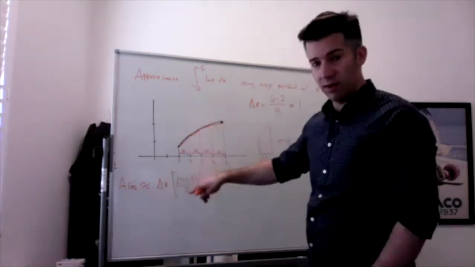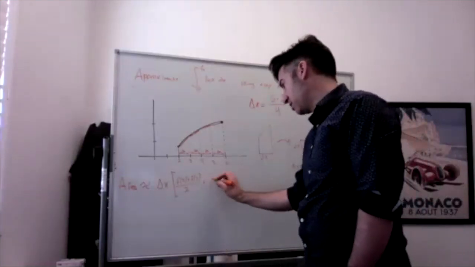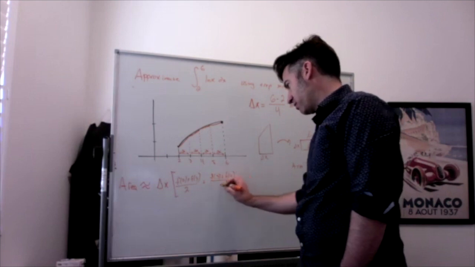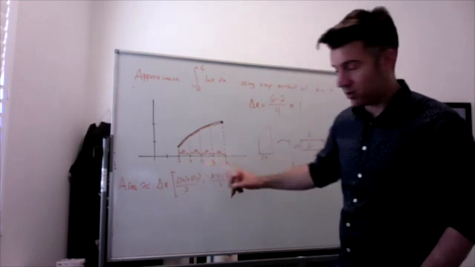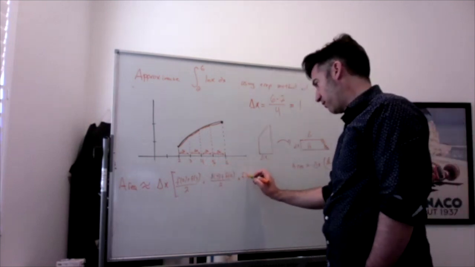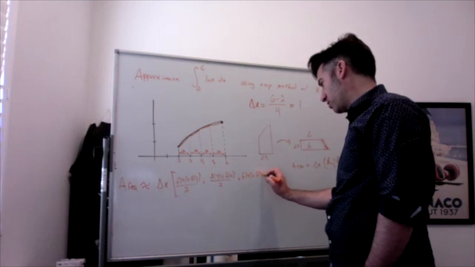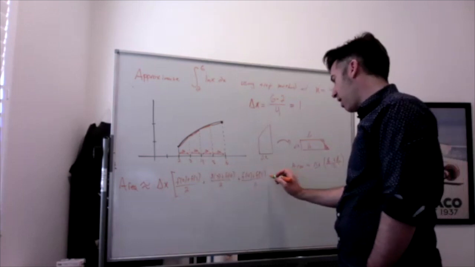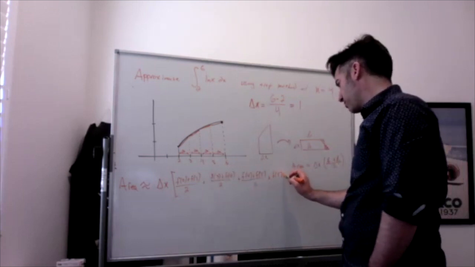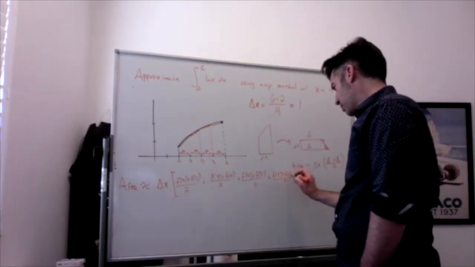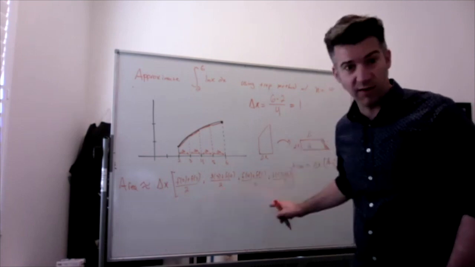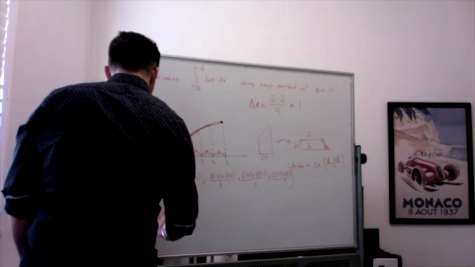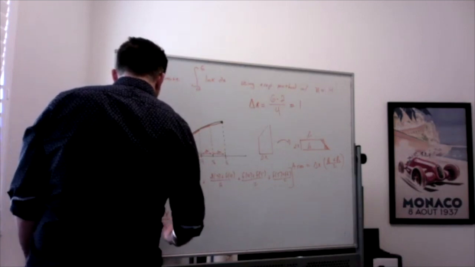And for the second trapezoid, the average of the heights is going to be f of 3 plus f of 4 divided by 2. And then for the third trapezoid, it's going to be f of 4 plus f of 5 divided by 2. And then for the last trapezoid, it's going to be f of 5 plus f of 6 divided by 2. So what we're going to do is factor out the 1/2, or the dividing by 2. So we're going to write this as delta x divided by 2.